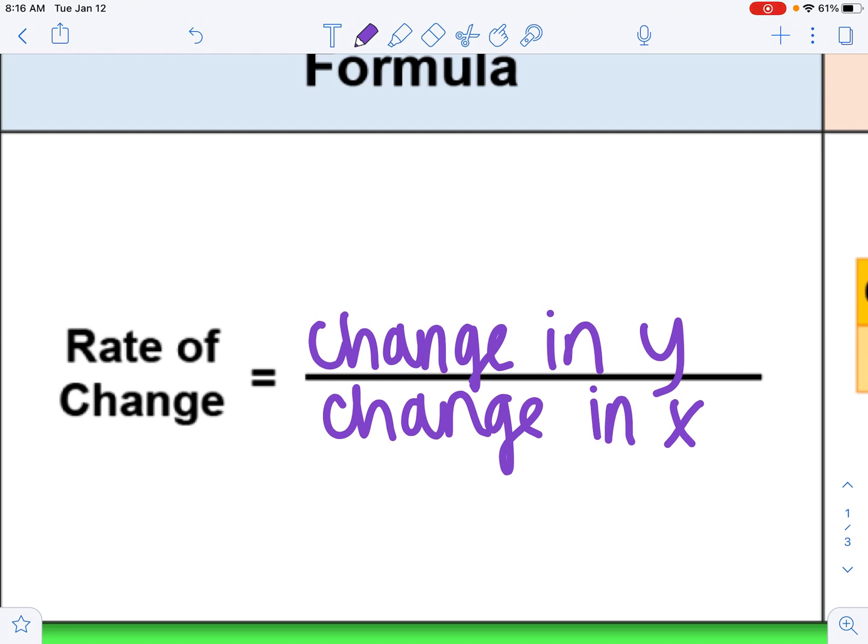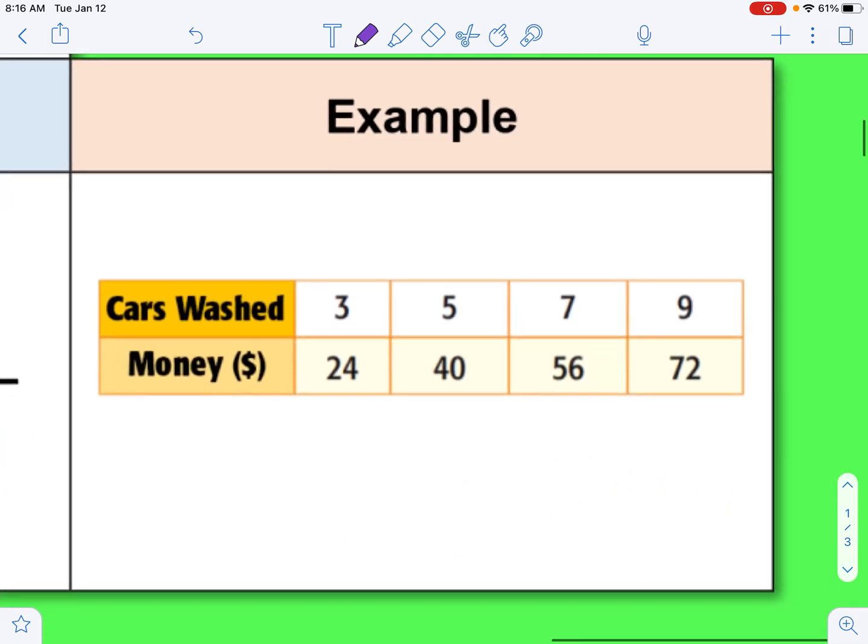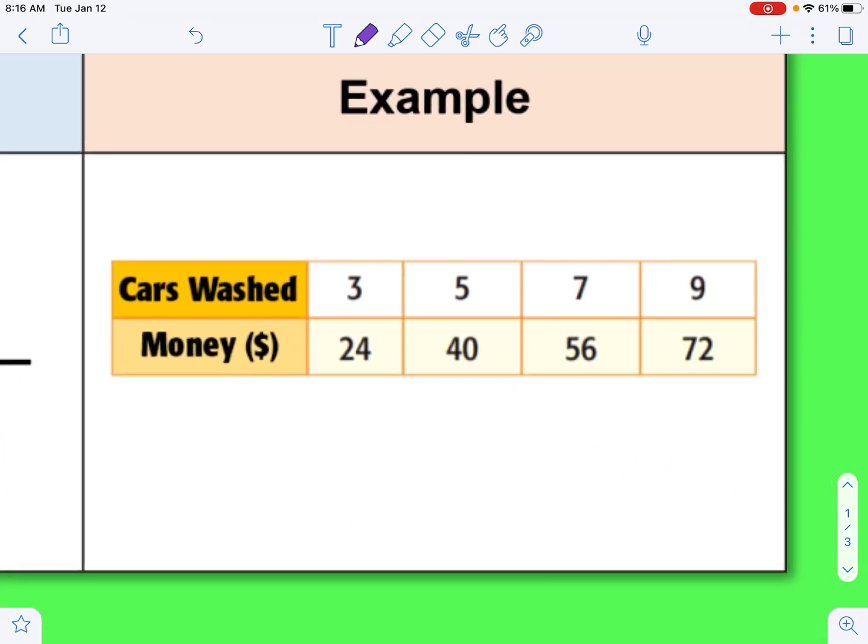So now let's practice an example of that. Make sure you fill that out. This is super important. Okay? In our example, we have a table that talks about the number of cars being washed and the total money that this car wash is making. We need to find the rate of change.